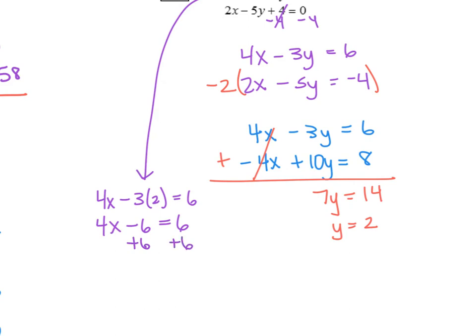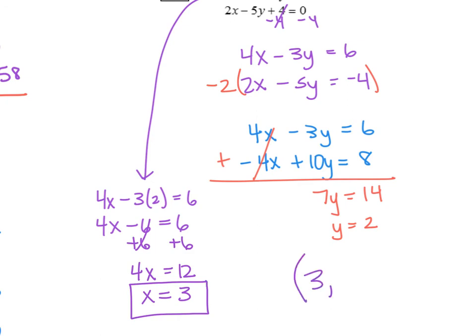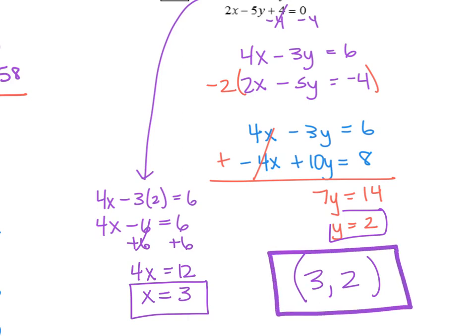Add 6 to both sides. Divide both sides by 4. And you get x equals 3. So our ordered pair, the x is a 3, the y right here is a 2. So this is actually our solution, 3, 2. That's where the two lines cross.